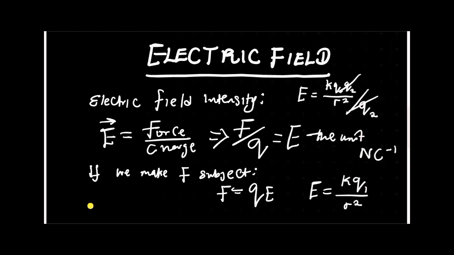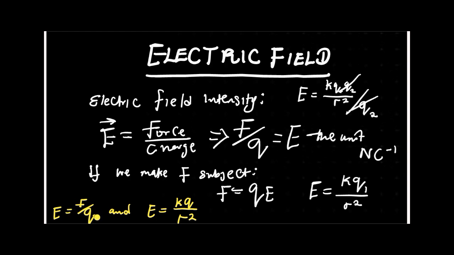The first equation to note is that electric field intensity E is equal to force over charge, right? And also electric field intensity E is equal to KQ over R square. This Q, we don't really need to put Q1 or Q2. Let me explain.